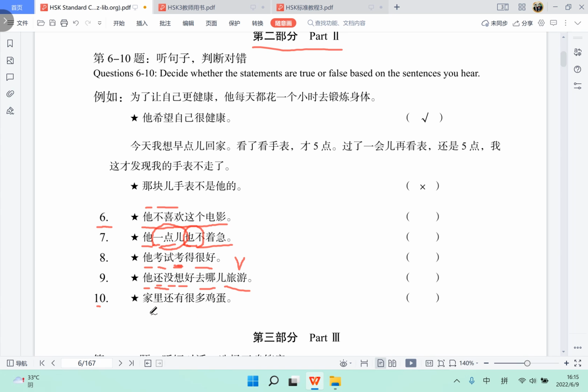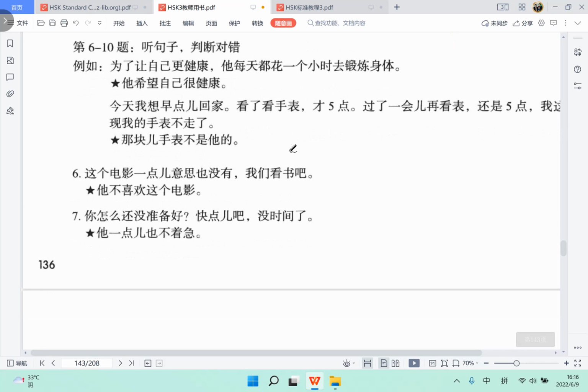And number 10, 家里还有很多鸡蛋. 家里 means at somewhere or inside some place. 还有 still have, 很多鸡蛋 lots of eggs. Okay, let's check the script of the recording.